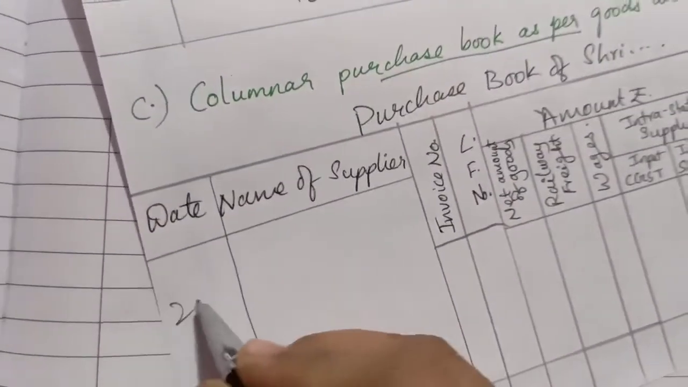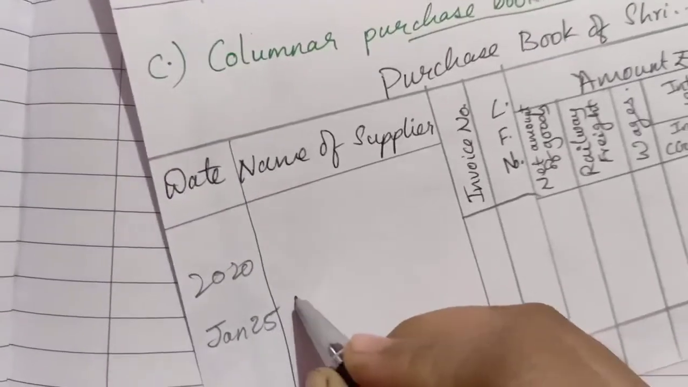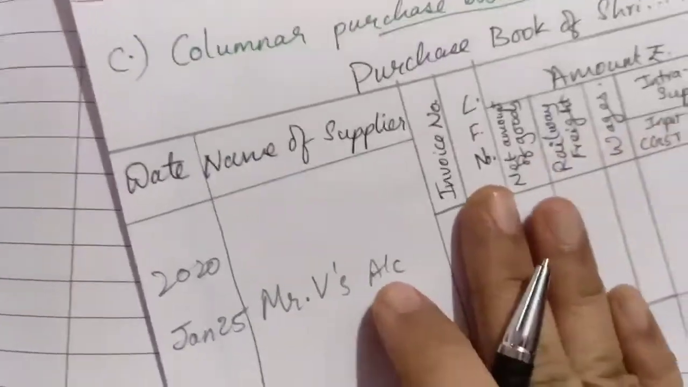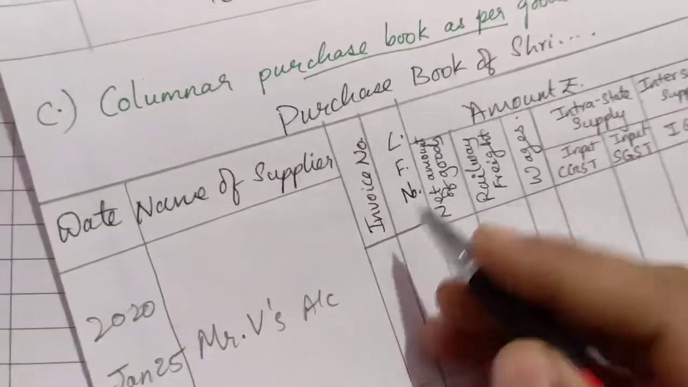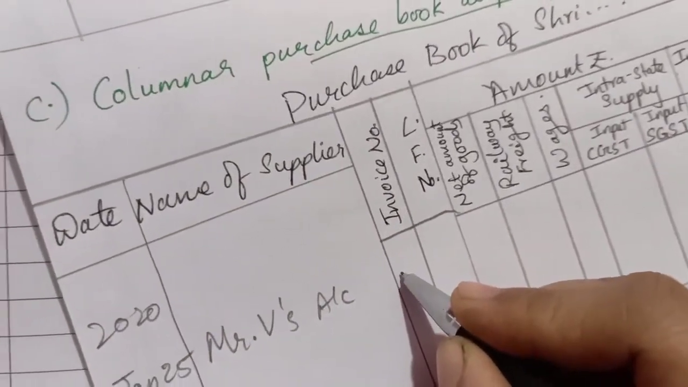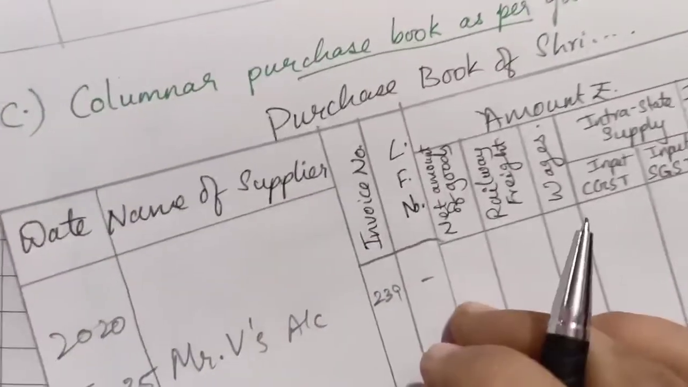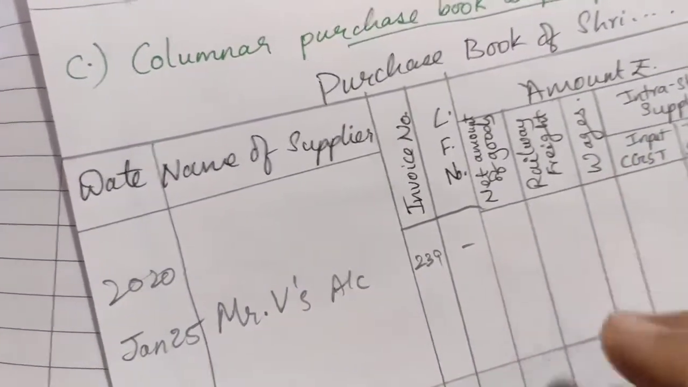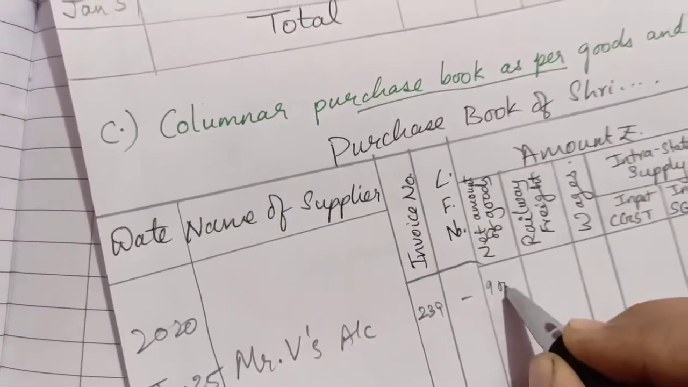So here let's write it over here. 2020 January 25th. It is Mr. V's account, right? He is from Gujarat only. So we'll have to see CGST and SGST. Invoice number is 239. LF number is not there. Now the total net value. 10,000 worth of goods are purchased at 10% trade discount, means 9,000. After reducing 1,000 from 10,000, we get 9,000 total.